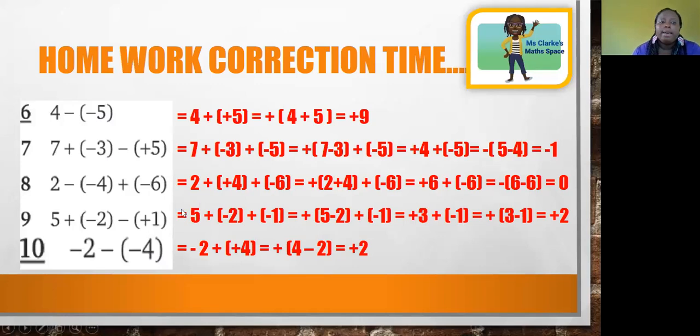Question 9, we have 5 plus -2 take away +1. So working the first two first, we have 5 plus -2. Work that out, 5 plus -2. When that works out, we're going to get +3. And then we're going to take the +3 and take away +1, which becomes 3 plus -1, which becomes 3 minus 1, which we know to be 2. I'll just give you a minute to look over.